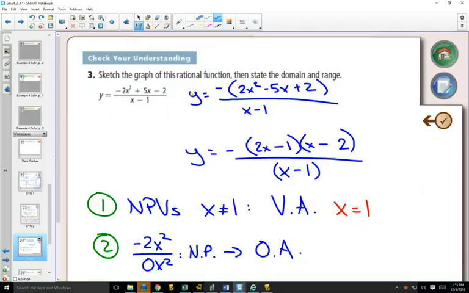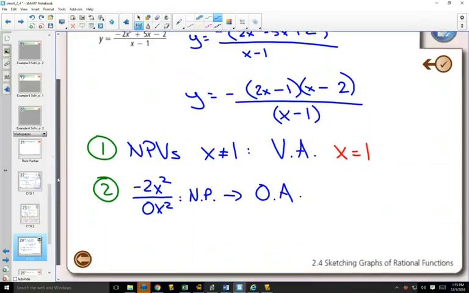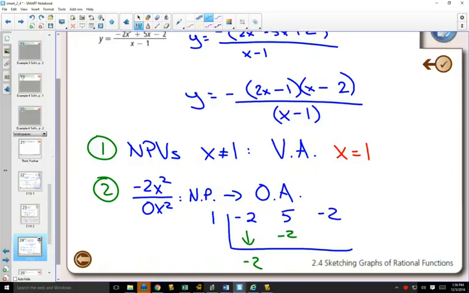How do we find the equation of that oblique asymptote? This is where we have to use our synthetic division. So we set up our synthetic division. We have negative 2, positive 5, and negative 2 divided by x minus 1. What would go outside? Positive 1. Bring the number down. Negative 2, multiply, add, multiply, add.